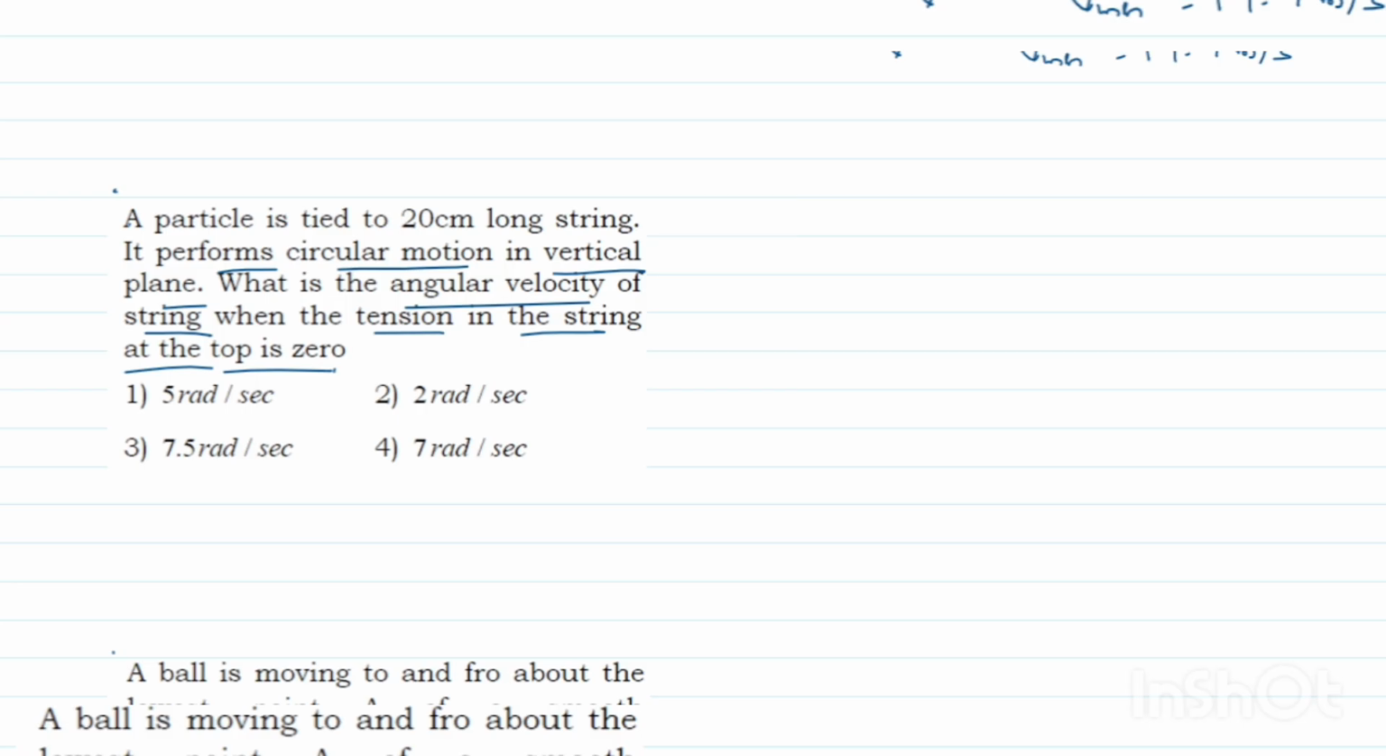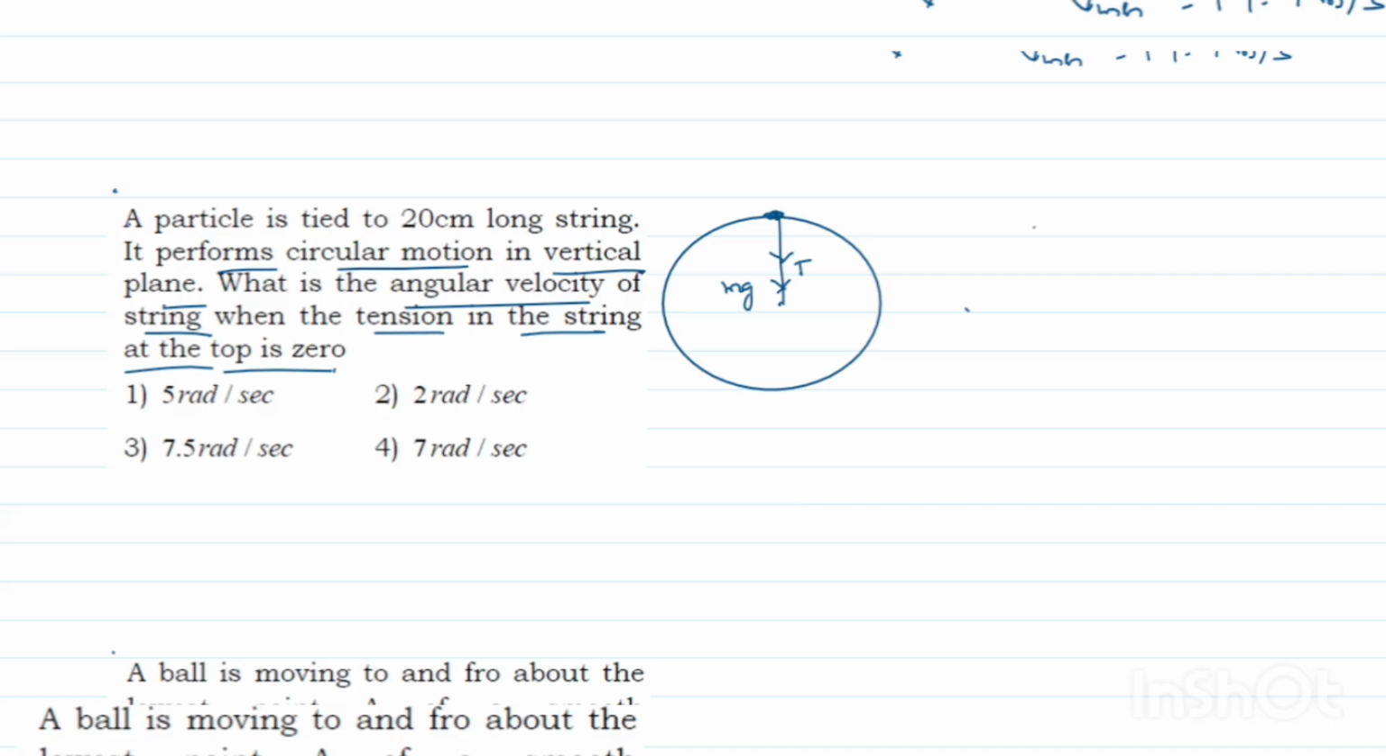Here at the topmost point tension is 0. So a particle is tied here, and at the topmost point you take this particle. Tension is 0, it's given. T would act like this, and mg also acts downwards. So here the tension at the topmost point is 0.